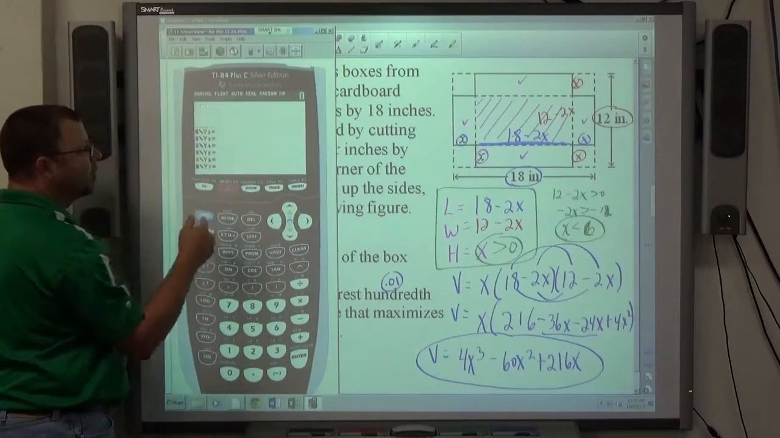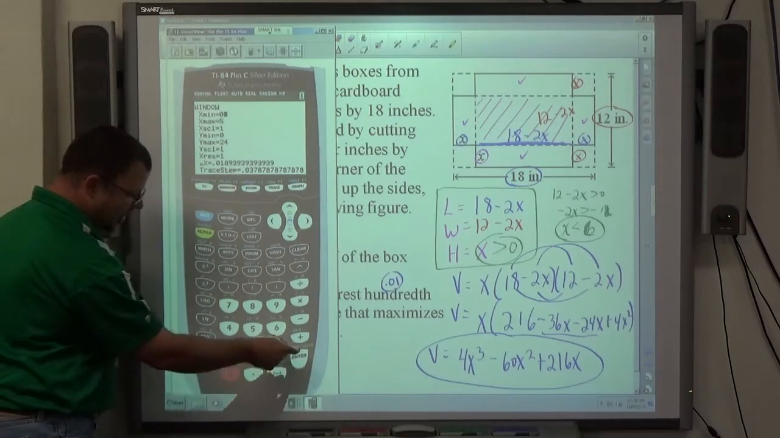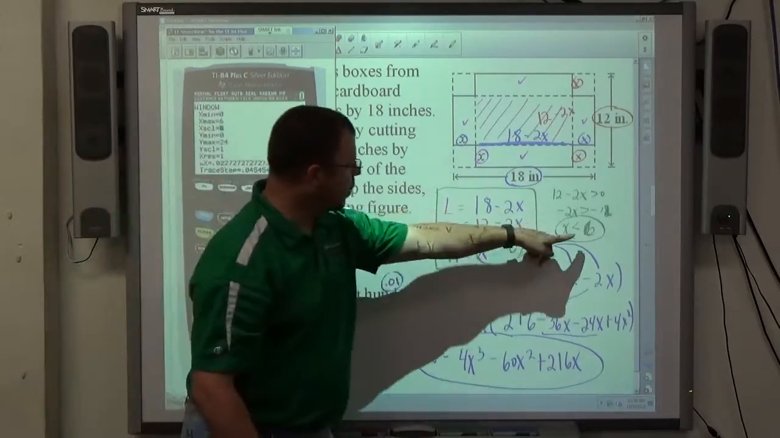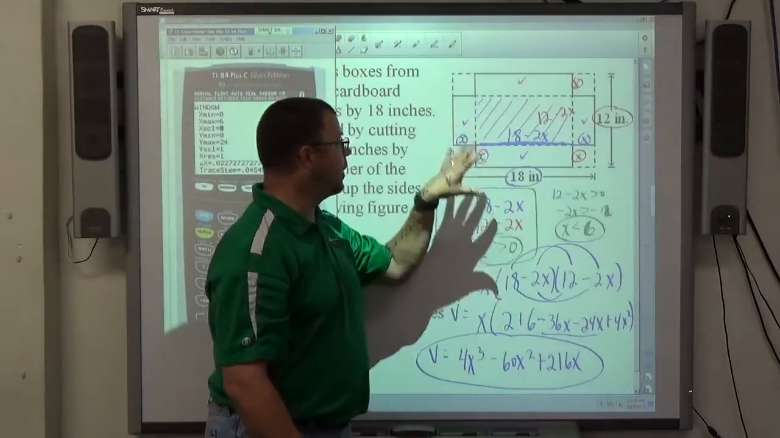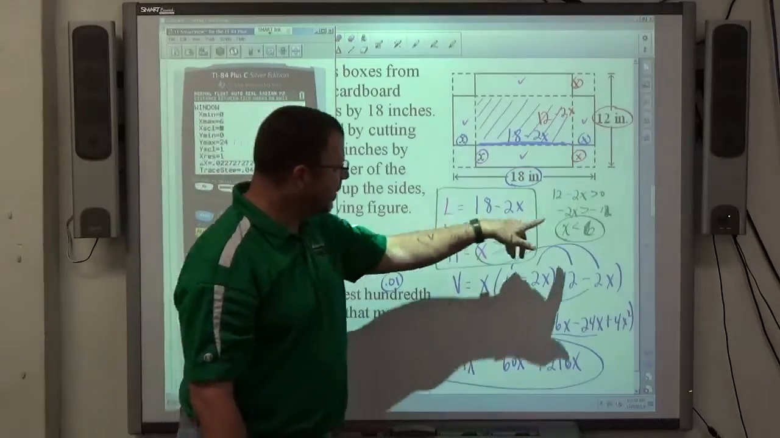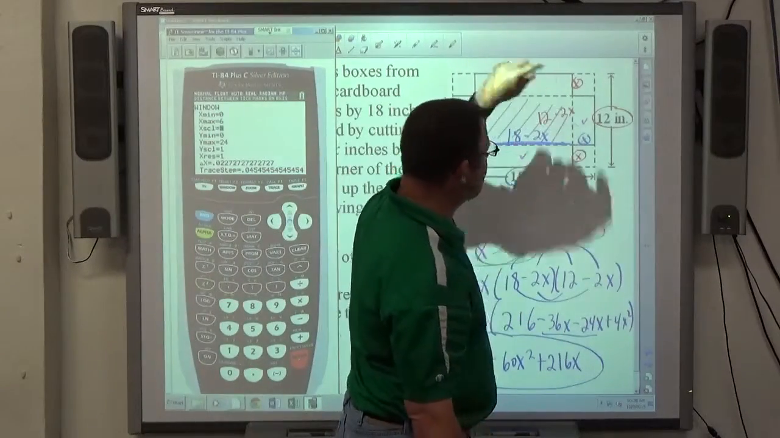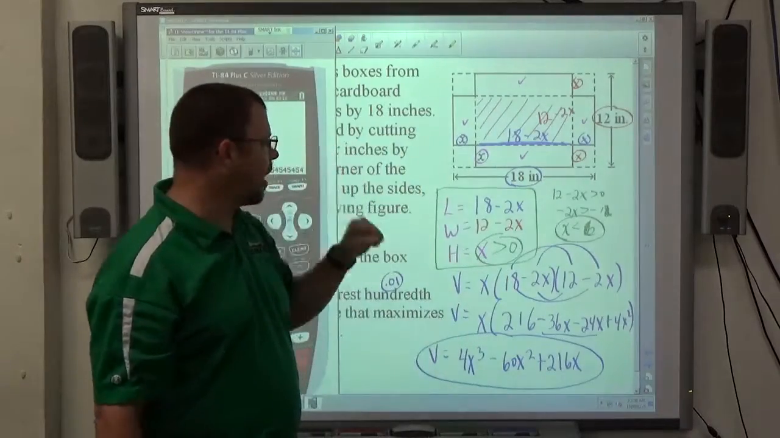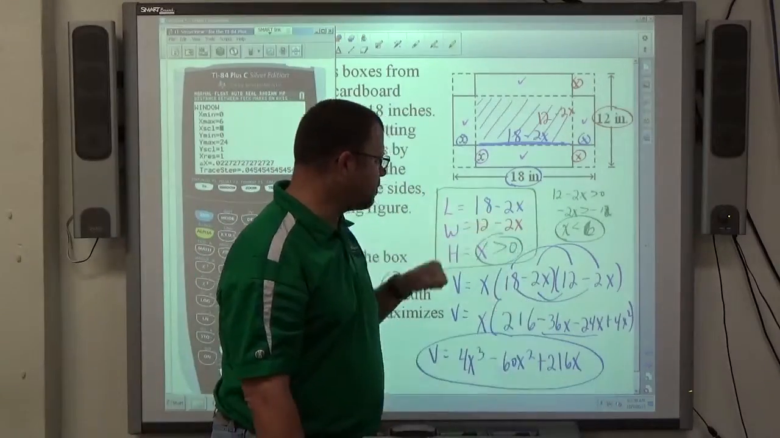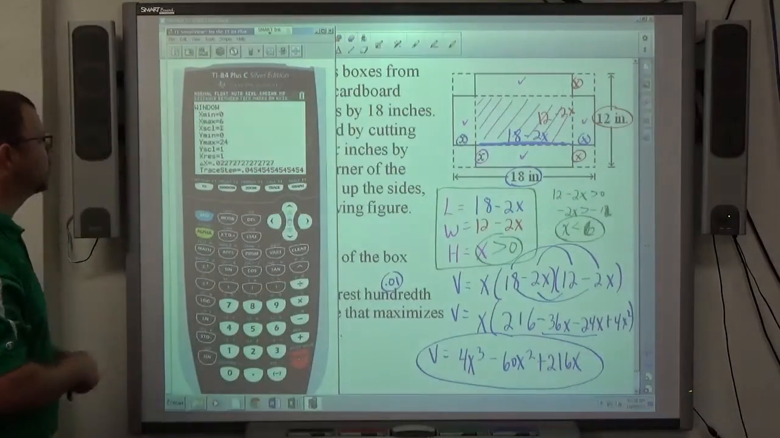As far as my window is concerned, I'm going to go from 0 to 6. My magic window where x is allowed to be, that can actually create a box. If x is bigger than 6, such as 7, let's say, 12 minus 14 makes negative 2. That's not a possible box. So again, x has to be between 0 and 6 in order to be able to construct a box.